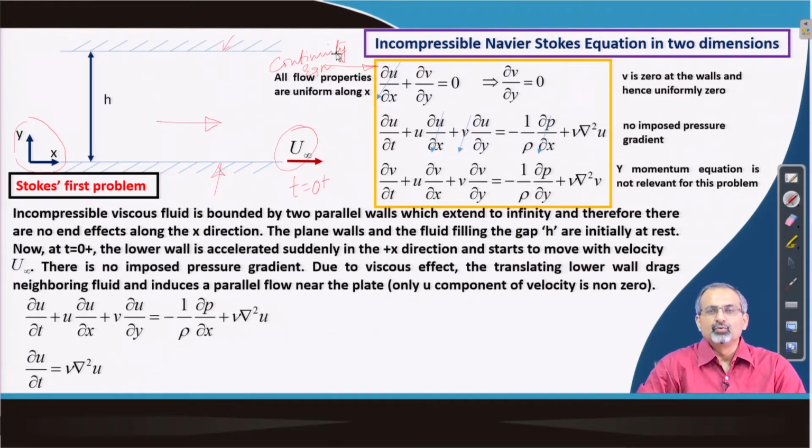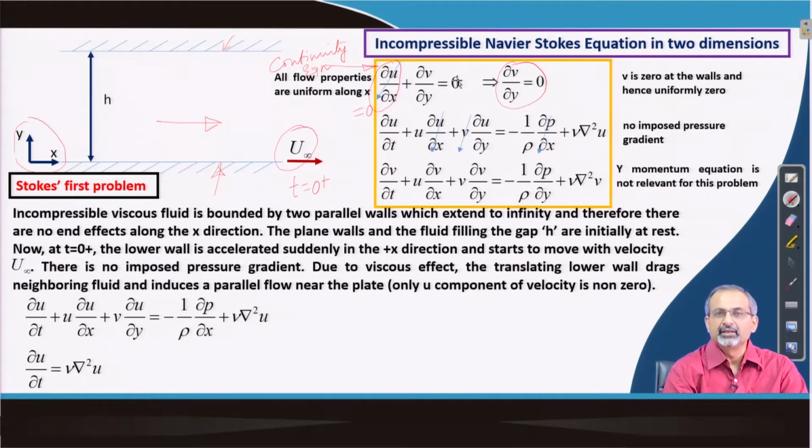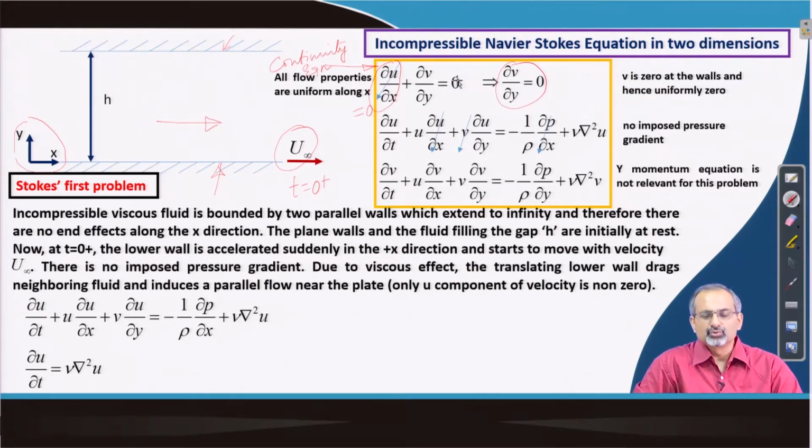Since we have these 2 walls stretching infinitely to the negative and the positive x directions, they remain parallel. Therefore, all the flow properties would remain uniform along x. Therefore, the x derivative would go to 0 and therefore, the outcome is that v cannot change along the y direction. Now, incidentally, if we are next to the 2 walls, then u and v are both 0 next to the walls, and therefore, that essentially means that v is uniformly 0 everywhere in the field.